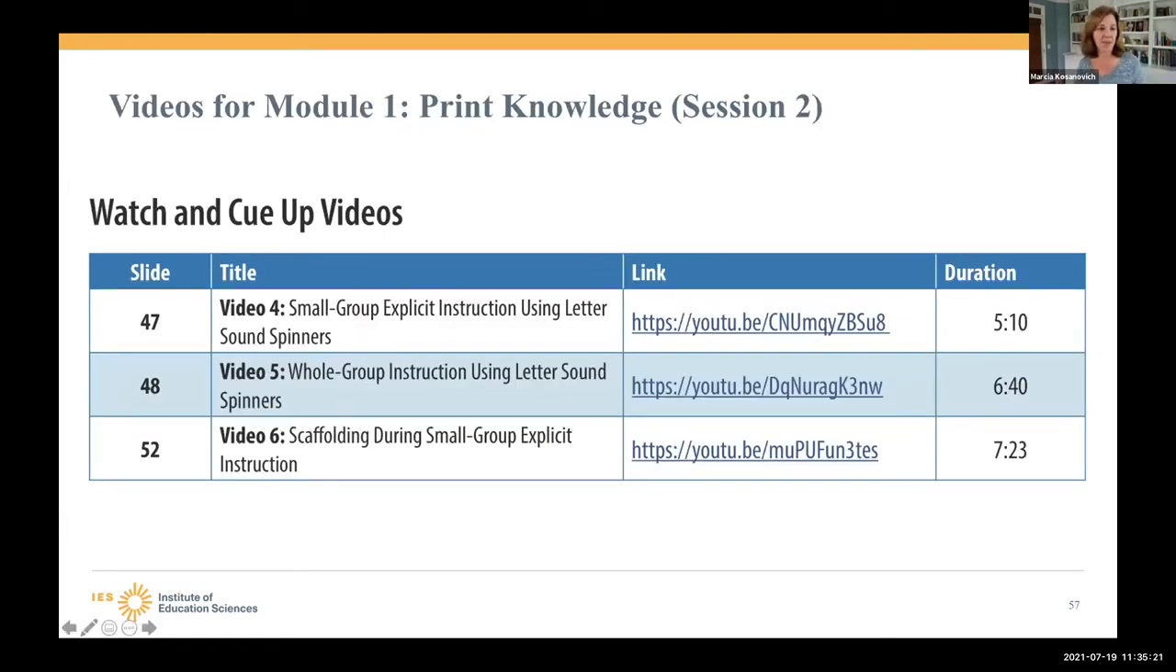Again, this is a table from your facilitator guide. It tells you which slide each video is on, the link and the duration. There are 3 videos included in session 2: small group explicit instruction using letter sound spinners, whole group instruction using letter sound spinners. So we're watching the same lesson, and we can compare and contrast advantages of small group and of whole group. And then video 6 is scaffolding during small group explicit instruction.